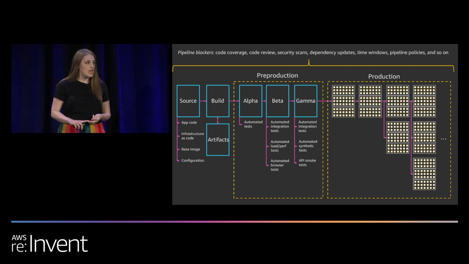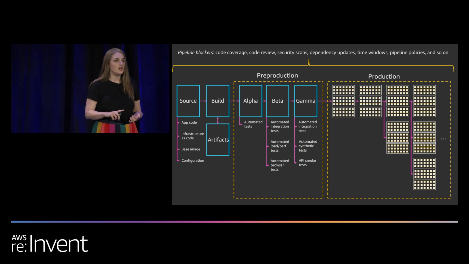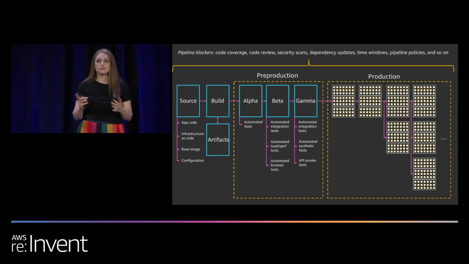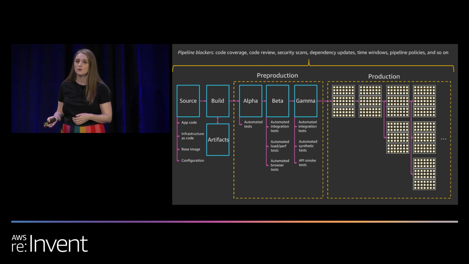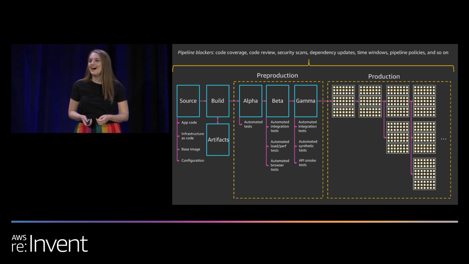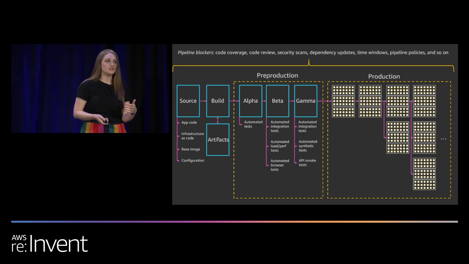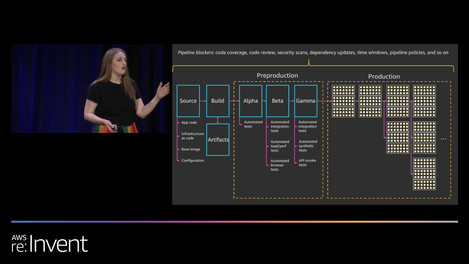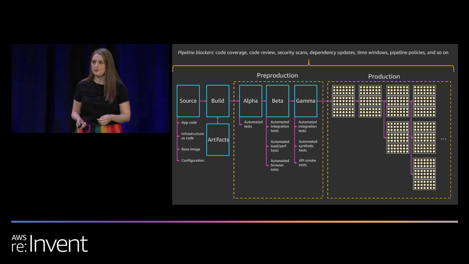We do security scans, we ensure dependencies are up to date, we do time windows, meaning there are certain times like the weekends that we don't deploy. For example, during re:Invent, we don't deploy typically. And then we have policy configuration to enforce this across all of the pipelines for a particular business unit.